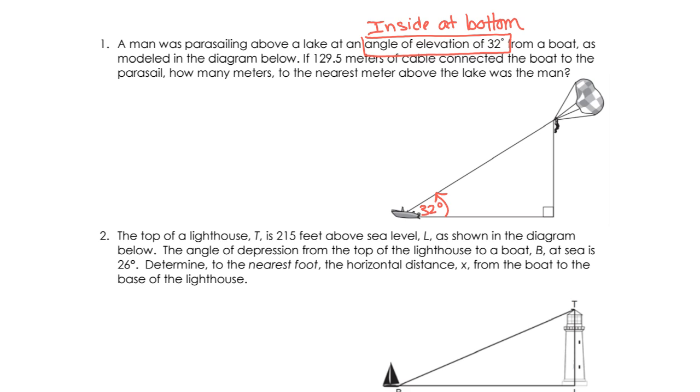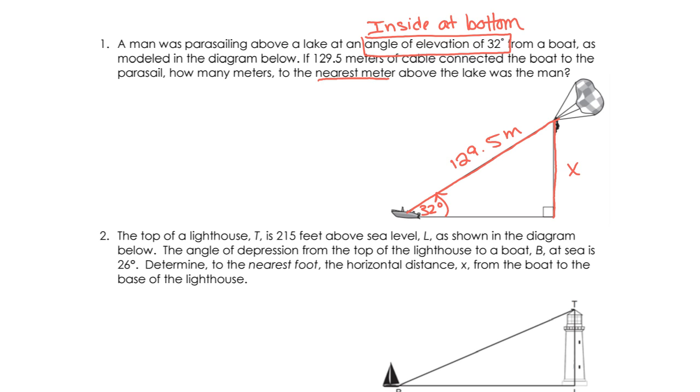From a boat as modeled in the diagram below. If 129.5 meters of cable connected the boat to the parasail, so if the boat is connected to the parasail, that cable is 129.5 meters. How many meters to the nearest meter, there's your rounding directions, above the lake? Above the lake is our height, a vertical piece, and that is what we're trying to solve for.